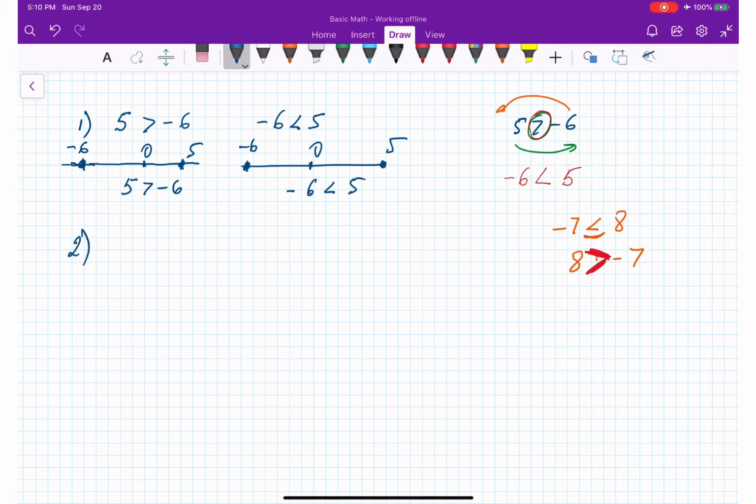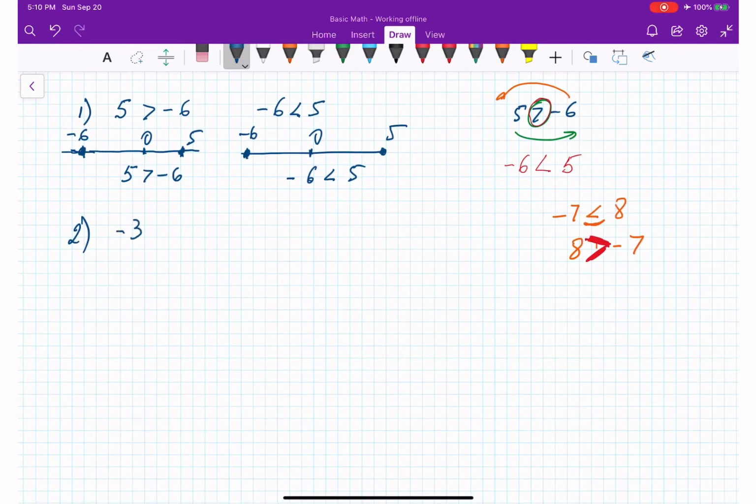Question number 2. What's the relationship between -3 and -9? Is it greater or less? Let's see. If this is my -3, -9 is going to be much further on the left side, right? The numbers on the left side are always less than the numbers on the right side. Since we have the number on the right side first, it's going to be greater than -9. And vice versa, I can write that -9 is less than -3. Okay?